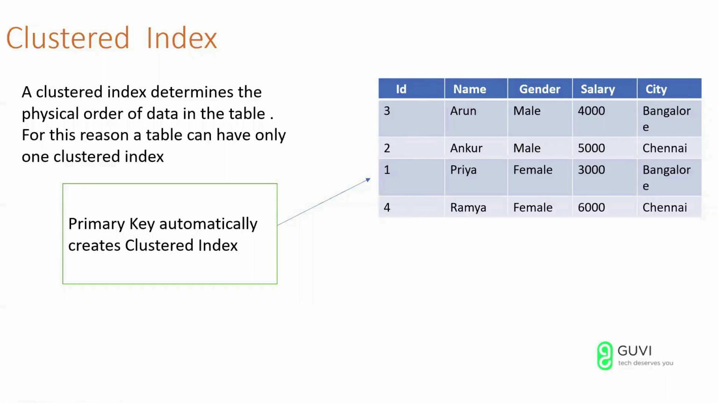So what does cluster index do for us? It changes the physical order of data inside the table. When you apply it on top of the table, it changes it. For this reason, a table can have only one cluster index. You cannot have more than one cluster index inside a table. Primary key: when you create a primary key constraint, it automatically creates a cluster index. Keep that in mind.